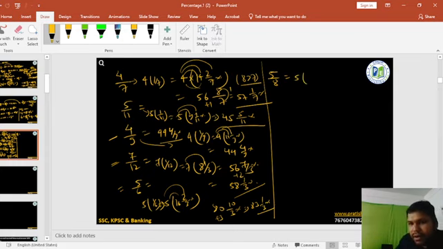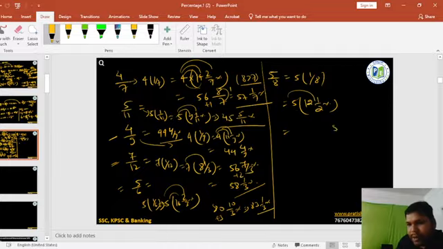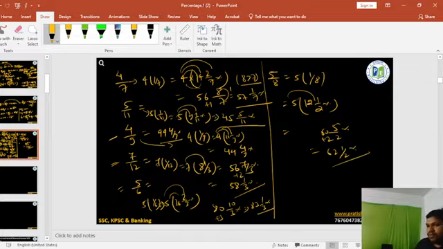5 by 8. 1 by 8 is how much? 1 by 8 is 12 and 1 by 2%. 5 you multiply: 5 twelves are 60, and 5 by 2 goes 2 times, so 2 you add here. 62 and 1 by 2%. Check it everyone clearly.